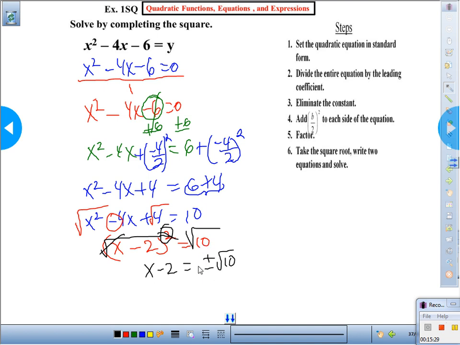Can 10 be simplified anymore? Let's see. What are the pairs of factors? 1 and 10, 2 and 5. None of them is a perfect square, so it stays as it is. Let me continue. Plus 2, plus 2, x equals 2 plus or minus the square root of 10. And this is the only time that you can leave it like that.